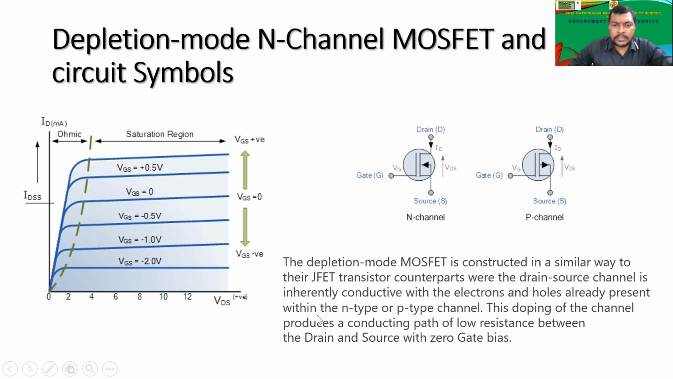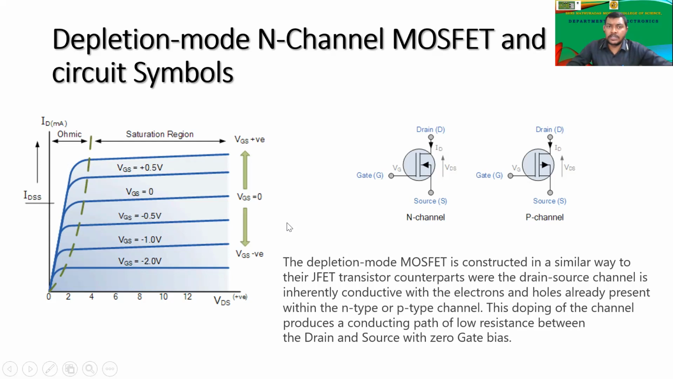Where the drain-source channel is inherently conductive, with the electrons and holes already present within the N-type and P-type channel. This doping of the channel produces a conducting path of low resistance between the drain and source with zero gate bias. So even if there is no gate-source voltage, the current is supposed to flow through this. That is what is taken from the JFET.